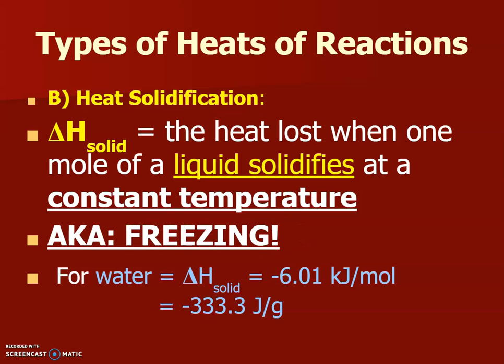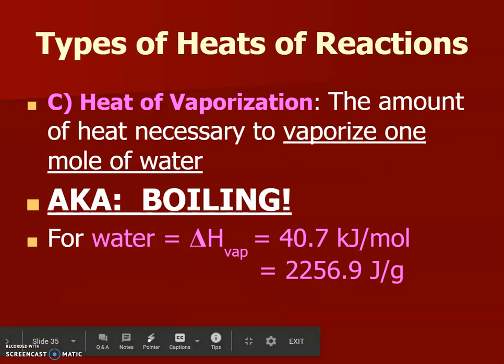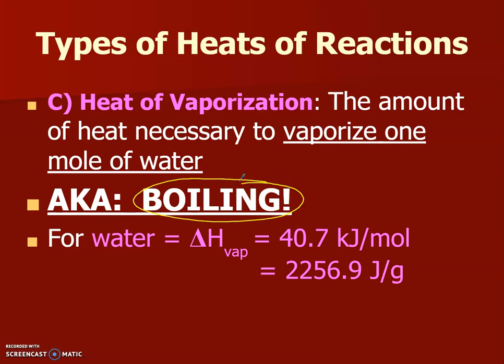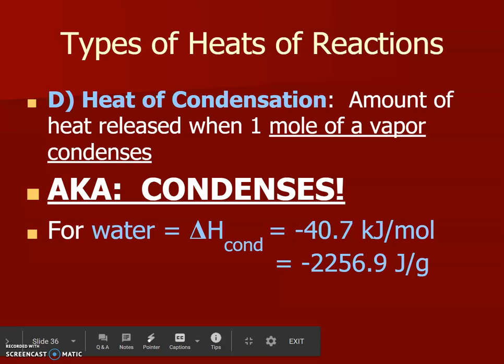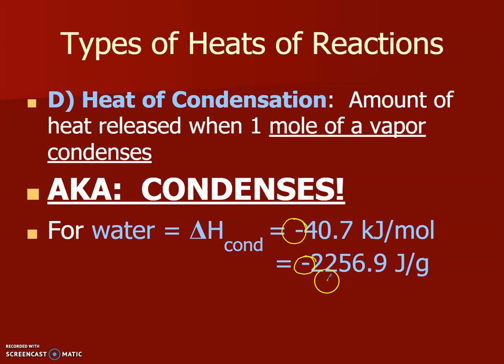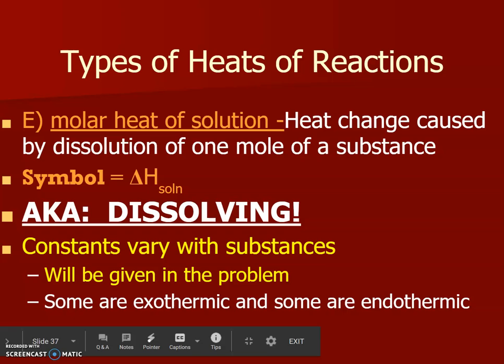333.3 joules per gram. Okay, for vaporization, this is how much energy it takes to boil, okay, to go from your 1 mole of water to 1 mole of your steam. That is 40.7 kilojoules per mole, or 2,256.9 joules per gram. So what would condensation be? Condensation would be the exact opposite. So it would be the negative 40.7 and the negative 2,256.9 joules per gram. All right, so this ends up helping you see the differences between our parts.